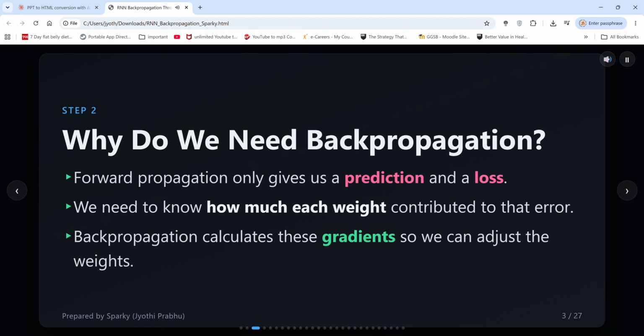Why do we need backpropagation? Forward propagation only gives us a prediction and a loss value. To actually improve the network, we need to know how much each weight contributed to that error, and adjust them in the right direction. That's exactly what backpropagation calculates.